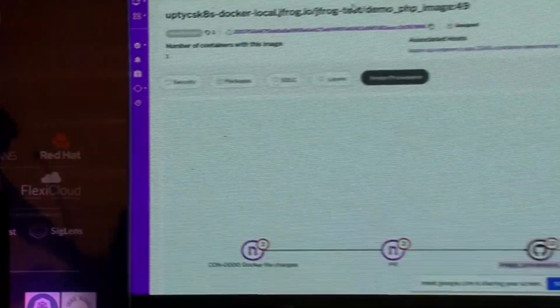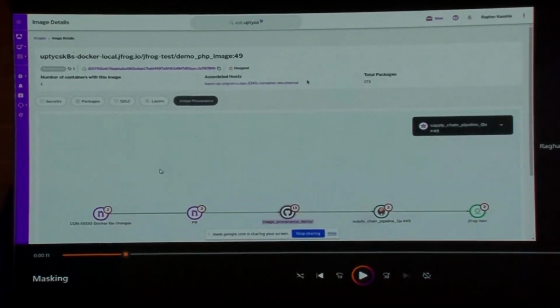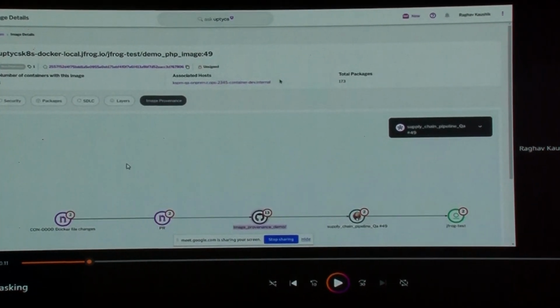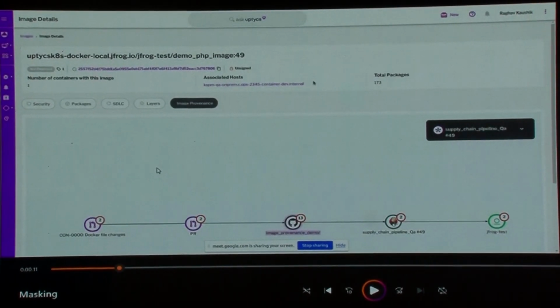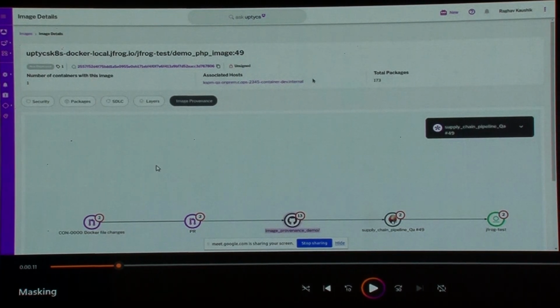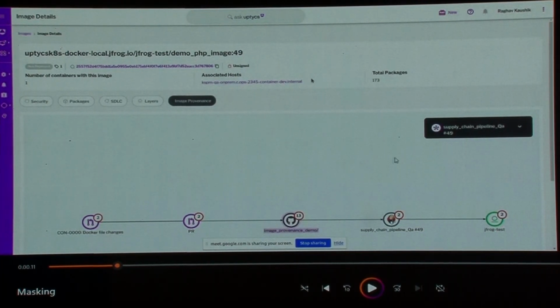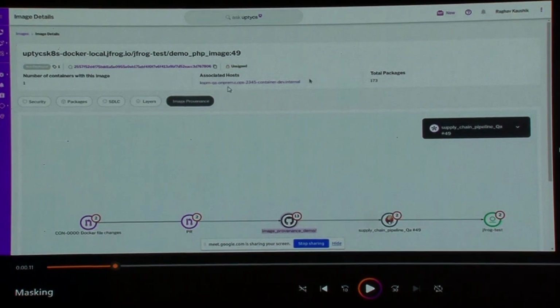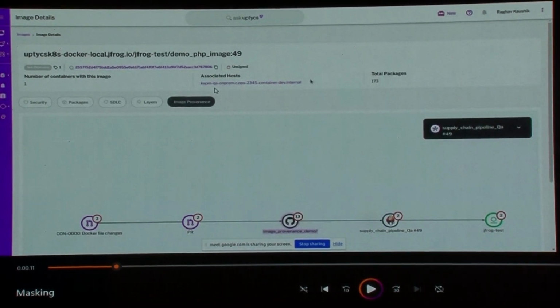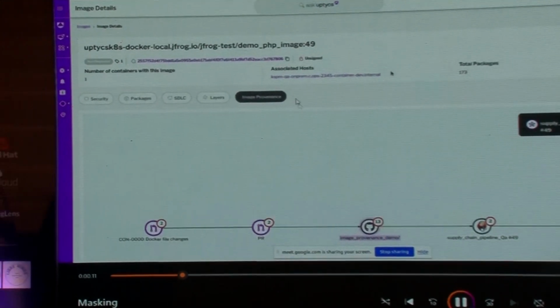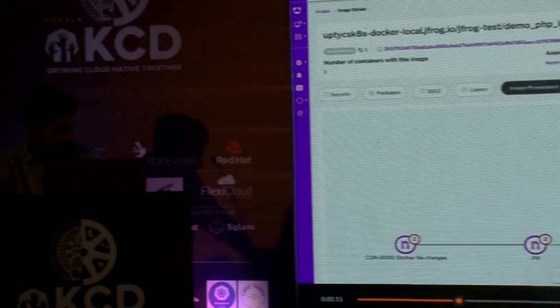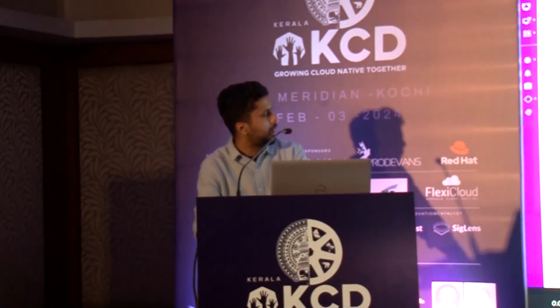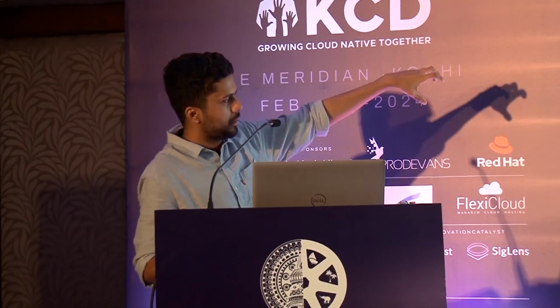Moving further to the actual image provenance page. On this page, I want to show you that the build of that image from that repository is already there. Above, it tells you that around 173 packages got into that image. This is the associated host, the container that it was deployed to. And at the bottom, you see the whole history of that image, where it started from.